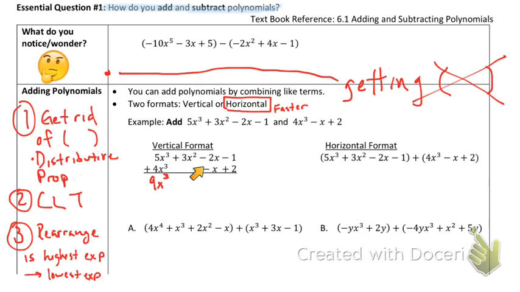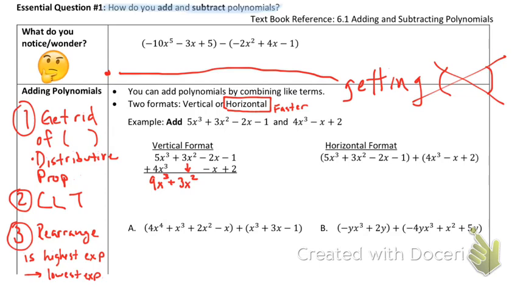We go to the next monomial, 3x to the second. There's no term here. So basically, essentially, there's like a 0 here. So because there's nothing to add or subtract to this, we just essentially just bring this down, including whatever sign we have. So it turns into positive 3x squared. And we just brought that down. And then we continue this throughout the rest of the problem.